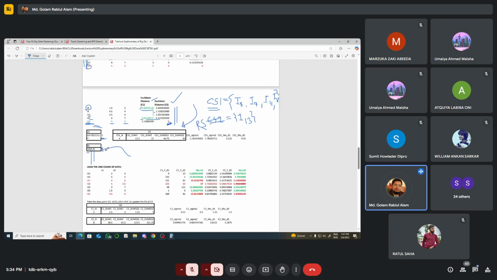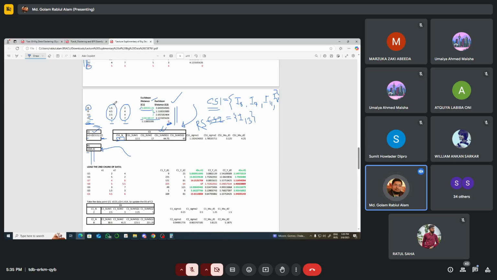But for the compressed set, we store only the statistics. That means how many elements are in this compressed set, in total 4 elements, and then the summation of the first dimension, that is the summation of these values, then the summation of the second dimension, the summation of these values.